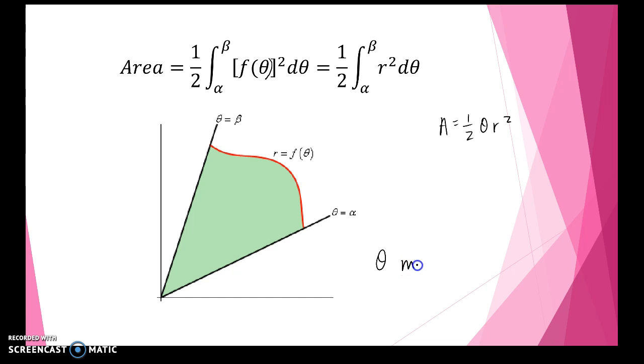And our angle measure must increase from alpha to beta. Okay, and that makes sense because when we set up our bounds of integration, we know we go low to high.